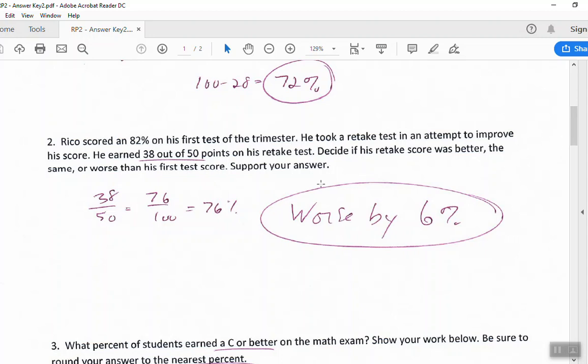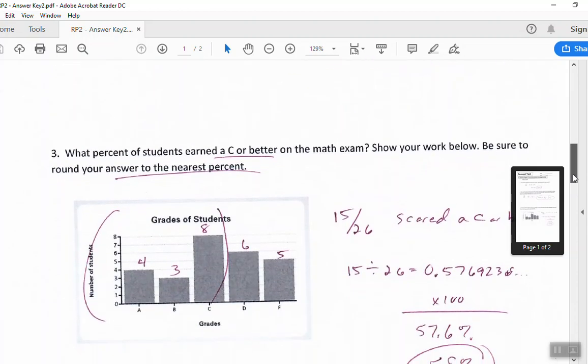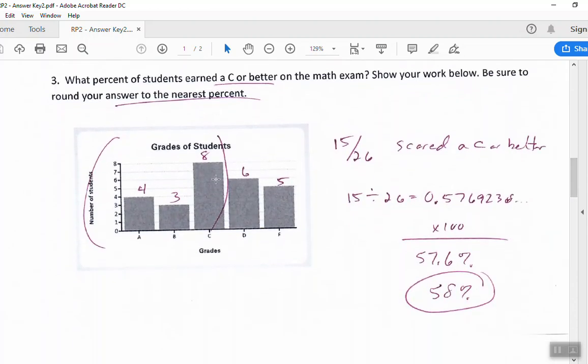There are other ways to do this one. Some people figured out that this is really 82 out of 100, and then they simplify that to 41 out of 50, and then they can compare it with the 38 out of 50. That's another way to see this problem, but the bottom line was that his retake was not as good as his first test.